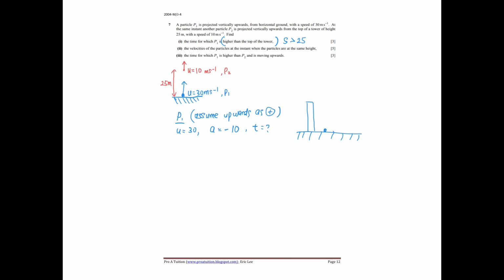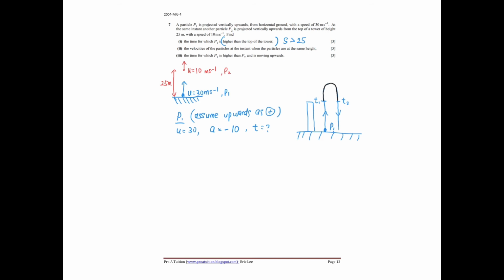Your P1 is thrown upwards, and then it will go downwards. They want to find this particular moment until this particular moment, which means in black color, this particular duration. That is the duration where it is higher than the top of the tower. So we want to find that out.